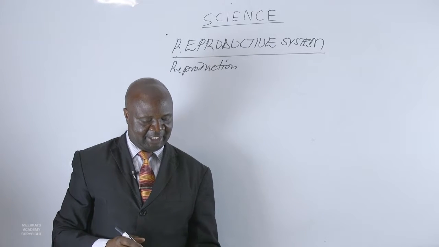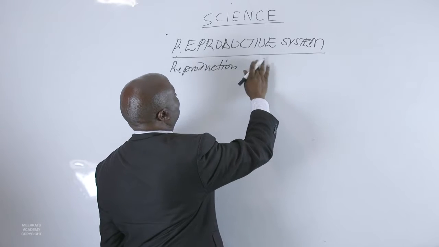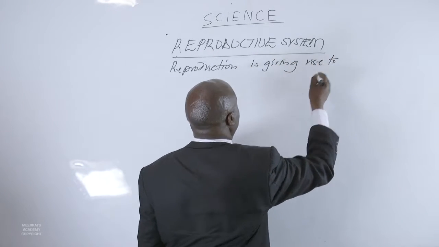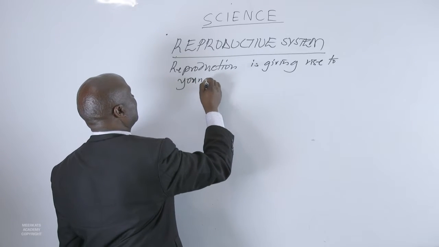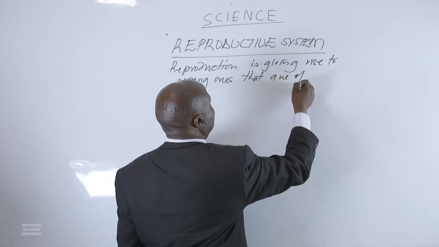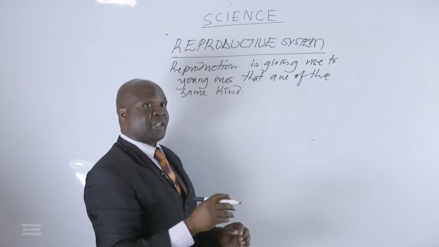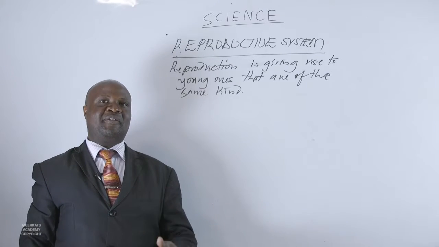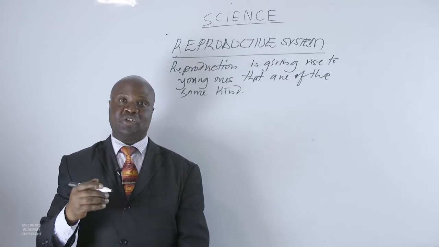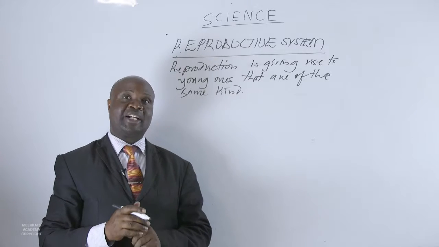Reproduction can be defined as giving rise to young ones of the same kind. So we expect through reproduction that the parent should be able to give rise to a young one that is similar to it. Reproduction is giving rise to young ones of the same kind, not a different kind. We don't expect a human being to give rise to an animal like a cat or a dog. No, that will not happen. It has to be of the same kind.